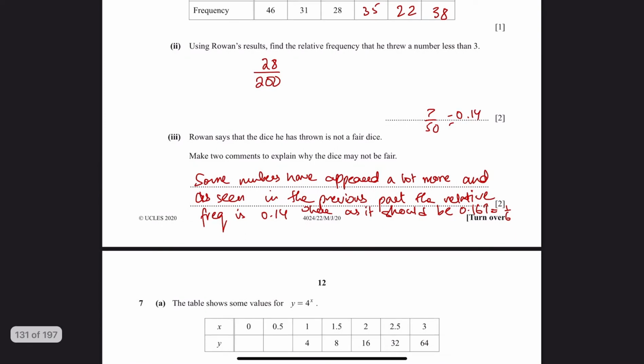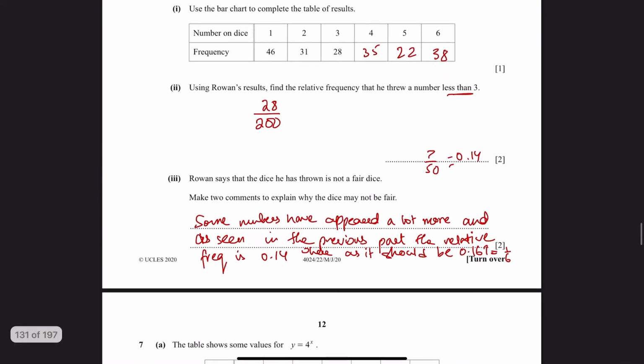Let's do number less than 3. I'm sorry, this is wrong. When I say less than 3, I should add up all of them. And I get 77 over 200, which is 0.385, whereas it should be 1 over 2, which is 0.5.